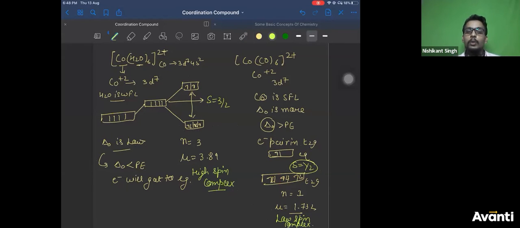So whatever question's answer you are not getting in VBT, you will get it in CFT. What you need to do is draw the CFT diagram, write the electronic configuration in t2g and eg form, find the unpaired electrons, find the magnetic moment, and determine high spin or low spin. These things you need to find.